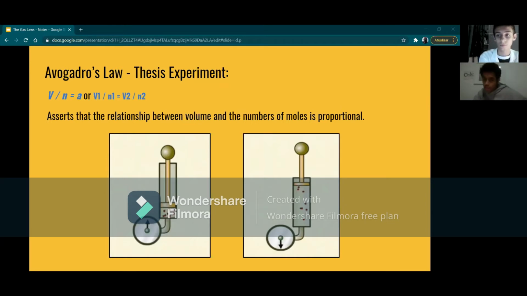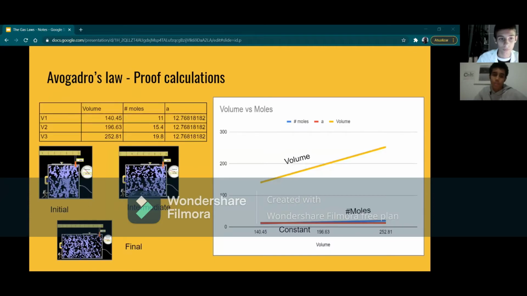This is shown in these two images. In the first, we clearly see that because of the small space, the particles are more close together, they're huddled up. And in the second, the volume is larger, which means they have more space to go around and they're more separate. So over here, we have Avogadro's law proof calculations.